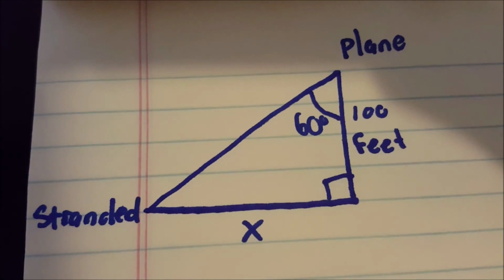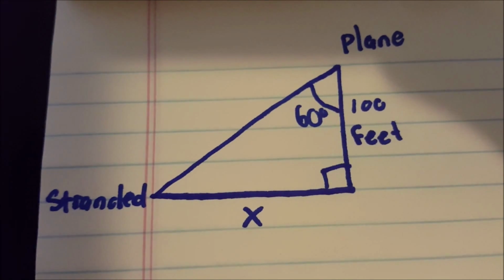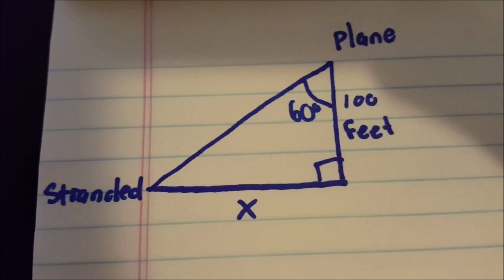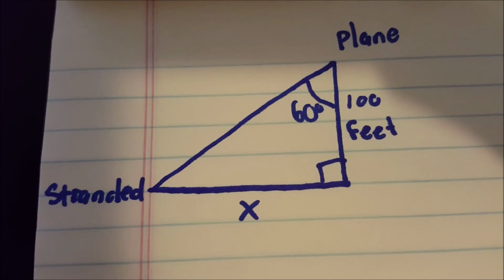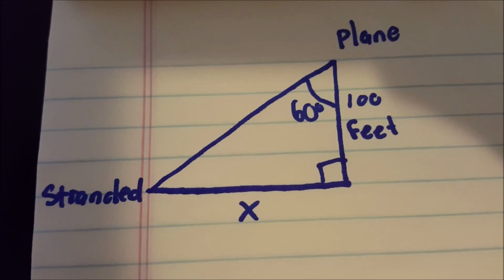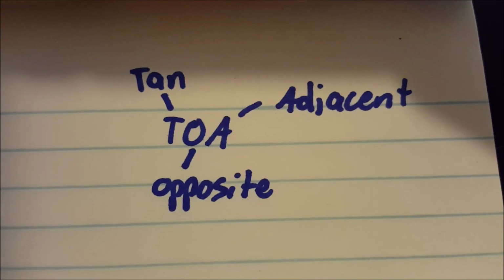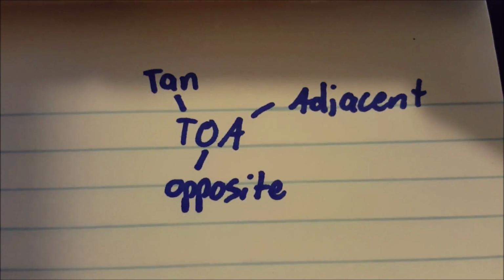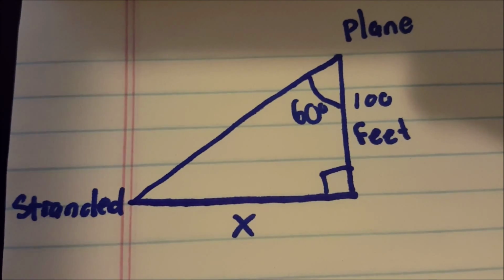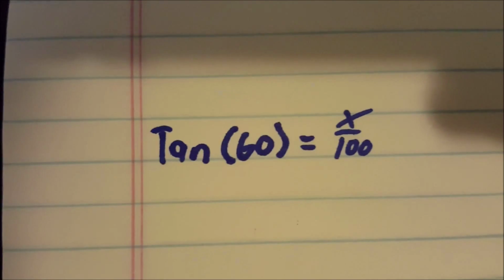Problem: the plane has flown past the stranded people and come to a complete stop. They will jump out of the plane 100 feet to the ground and run towards them to save them. The angle the plane makes with the stranded people is 60 degrees. We are trying to find the distance the seals have to run to the stranded people. To find that distance, we have to use tan. Tan is opposite over adjacent. So the opposite of the angle is x. The adjacent is 100 feet.